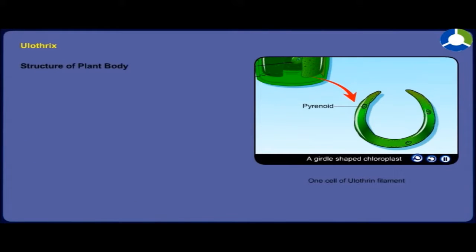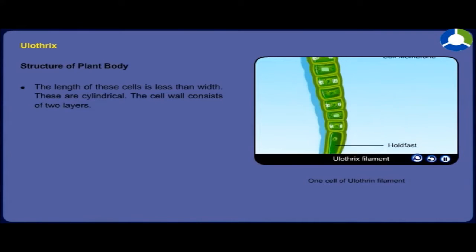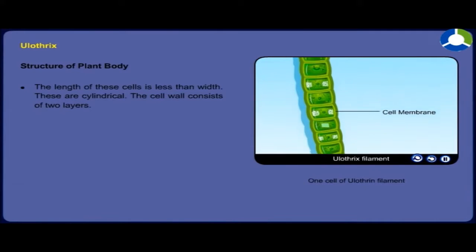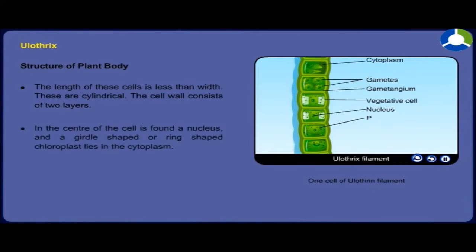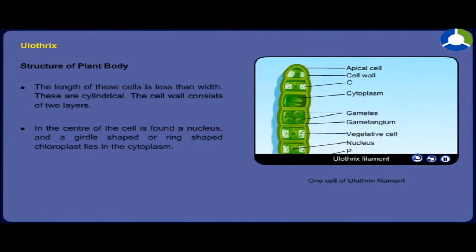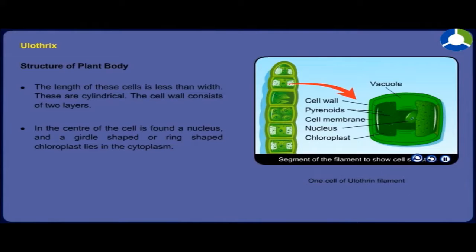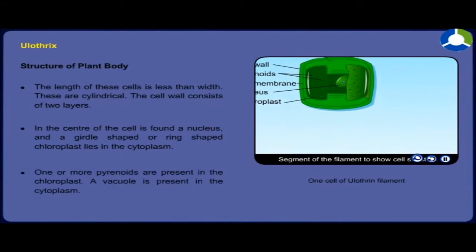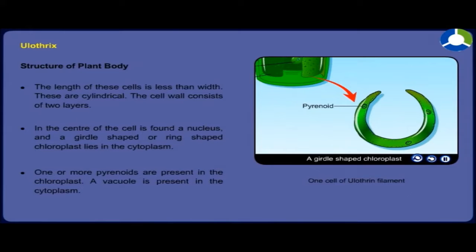The length of these cells is less than the width. These are cylindrical. The cell wall consists of two layers. In the center of the cell is found a nucleus, and a girdle-shaped or ring-shaped chloroplast lies in the cytoplasm. One or more pyrenoids are present in the chloroplast. A vacuole is present in the cytoplasm.